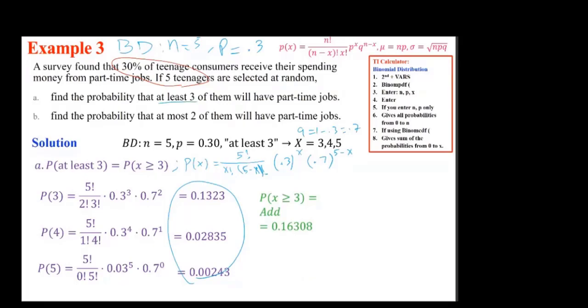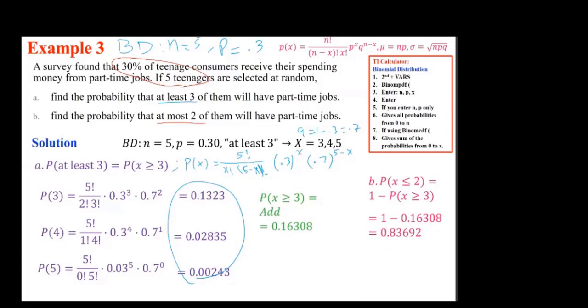The next part is asking for at most 2. And at most 2 means probability of x is less than or equal to 2. And you have to calculate the probability of x equals 0, x equals 1, x equals 2, and add them up. However, because at least 3 was already calculated, and we realize probability of x less than or equal to 2 is 1 minus probability of x larger than or equal to 3, we can use that one. So when we use that one, it's just a simple calculation, 1 minus part A, and that's the answer.